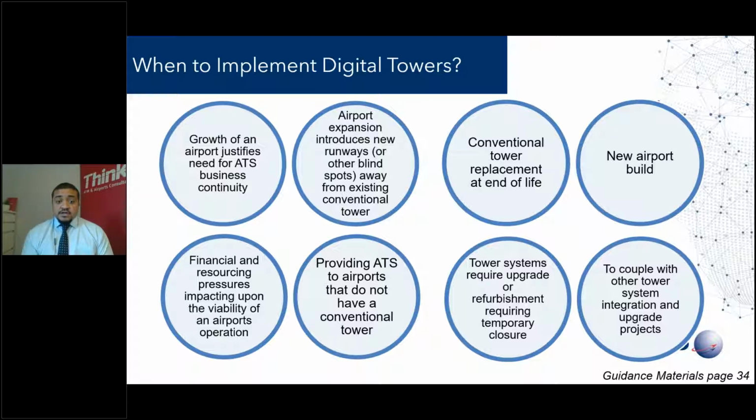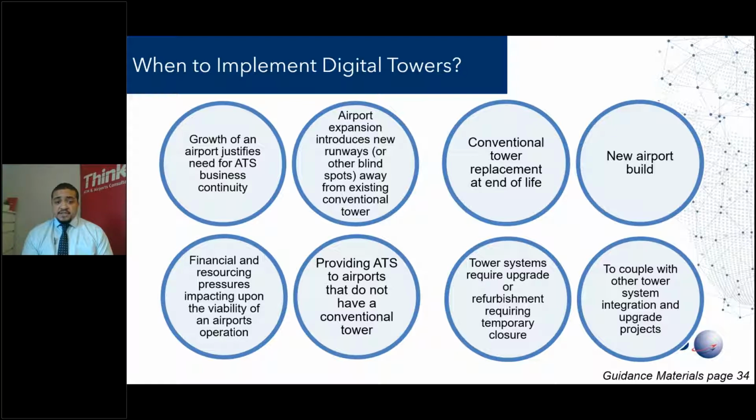For example, a conventional tower reaching the end of its life may be an appropriate time for an ANSP to consider an implementation. However, in this case, building a new conventional tower building is also an option. Likewise, if an ANSP is set to invest in many different new tower systems, then a digital tower may offer improved system integration and working position display. As such, this may also be a good opportunity to just start evaluating if a digital tower is appropriate.